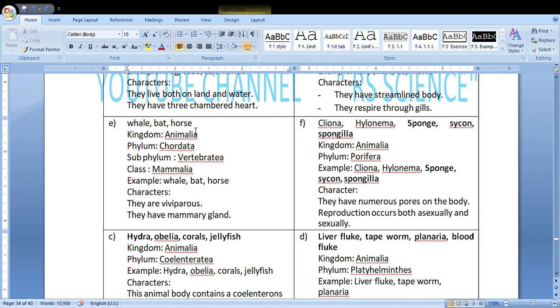Bat, whale, horse, they are mammals. Kingdom Animalia, phylum Chordata, subphylum Vertebrata, class Mammalia, they are viviparous. Sponge, Sycon, Spongilla, they are poriferans. Kingdom Animalia, phylum Porifera. These are example characteristics. They have numerous pores, ostia, in their body.